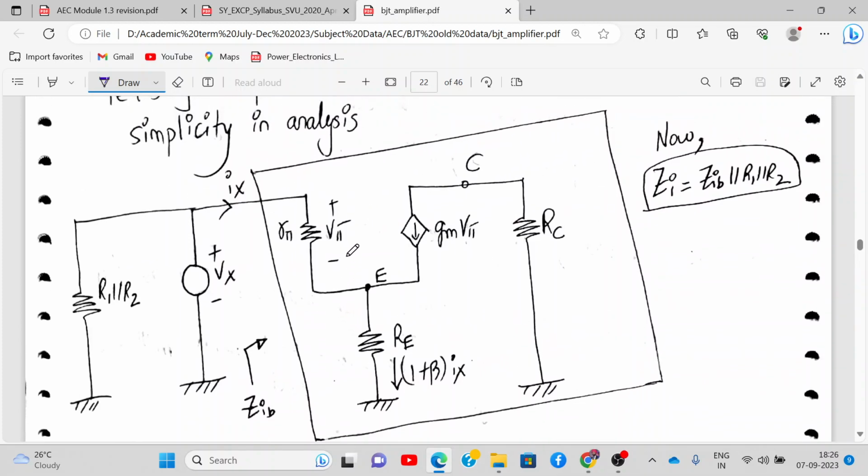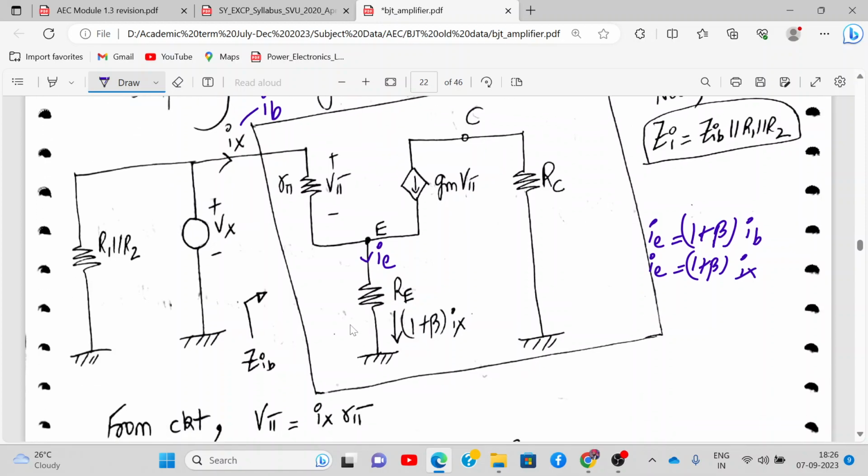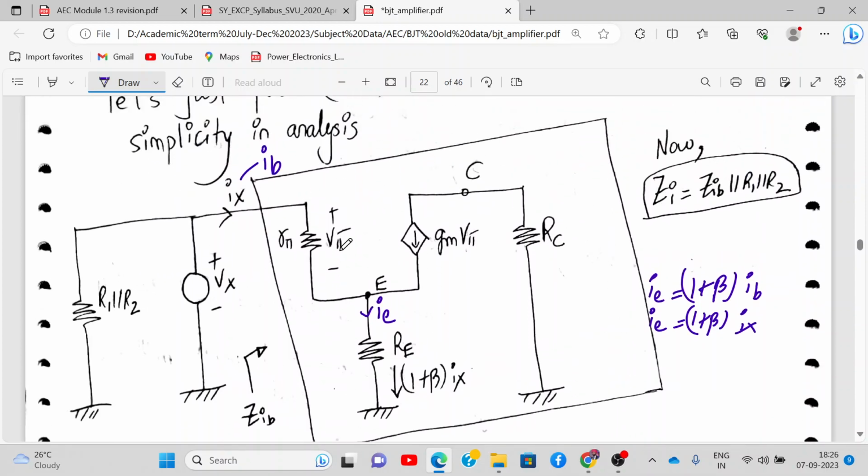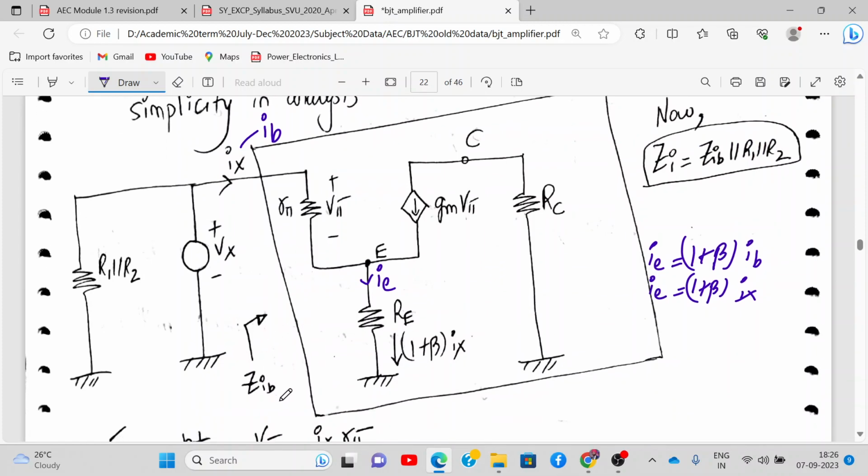If this current is Ix, what will be this current? This current is the base current, this is IB. So what is IE? IE current is 1 plus beta times IB, right? So that's why the emitter current is 1 plus beta times Ix, because Ix is the base current. Did you get it? 1 plus beta times Ix. Now here we need to find the value of input impedance. Whatever the value of input impedance will be, ZIB, that will be in parallel to R1 and R2.